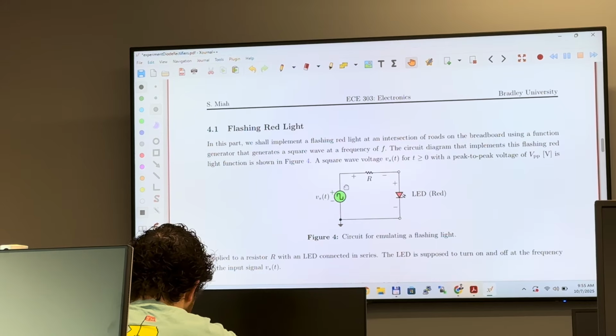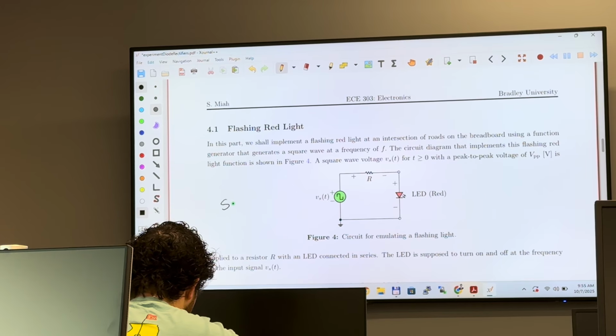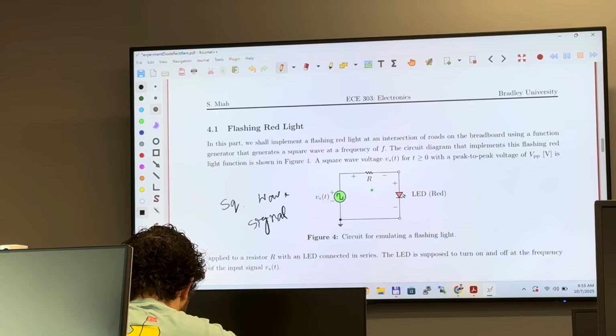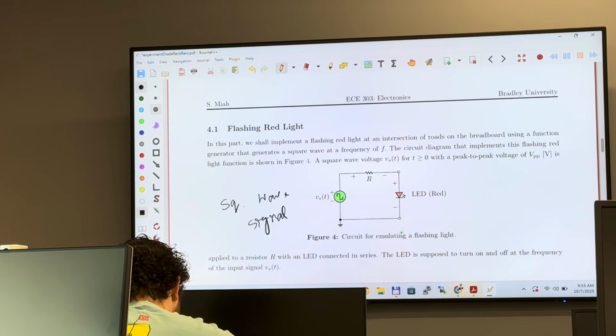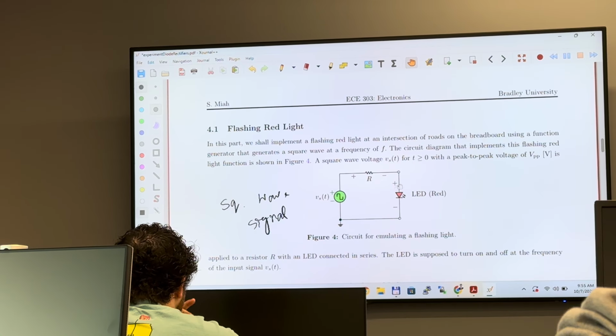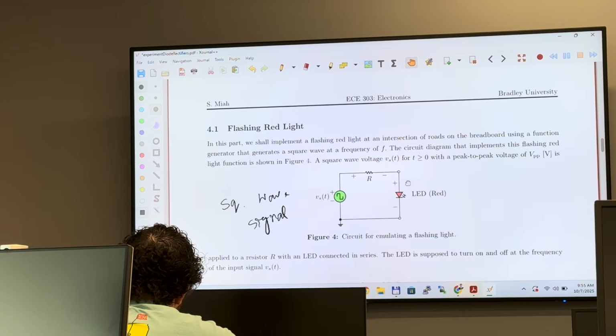Working with the LEDs here, the first thing you will see is a flashing red light. You will have a red LED connected with the resistance, and here you generate a square wave signal, and look at the pattern of the LED. So you now understand the operating principle of the diode. The LED is a little bit different, same operating principle, but it emits light.